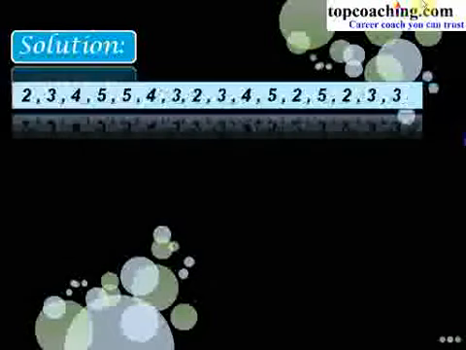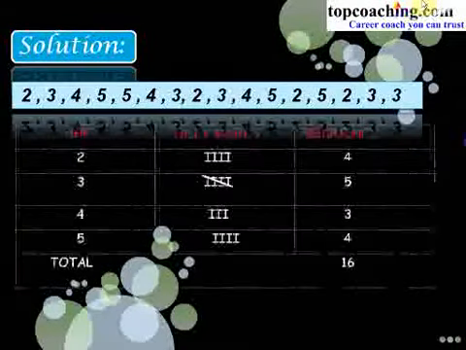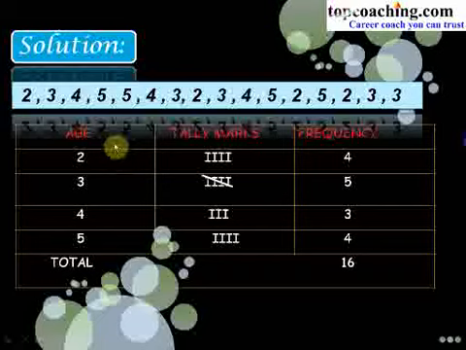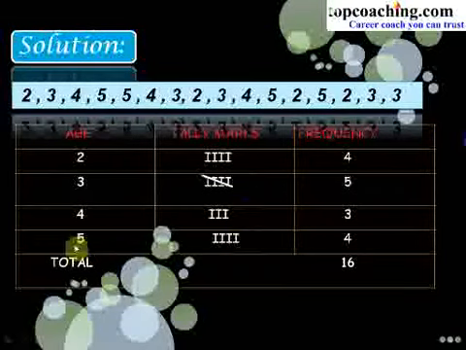So let's see how we will prepare the frequency distribution table for the given series of ages of 16 students. This is the final table which we have to prepare. We have given ages. Firstly, we draw the 3 columns with respective rows.